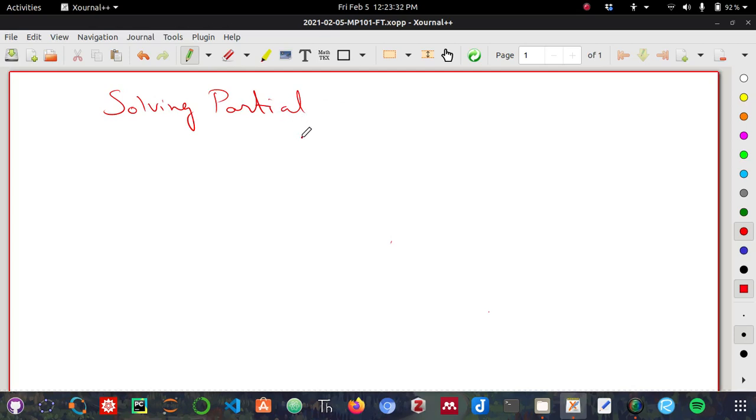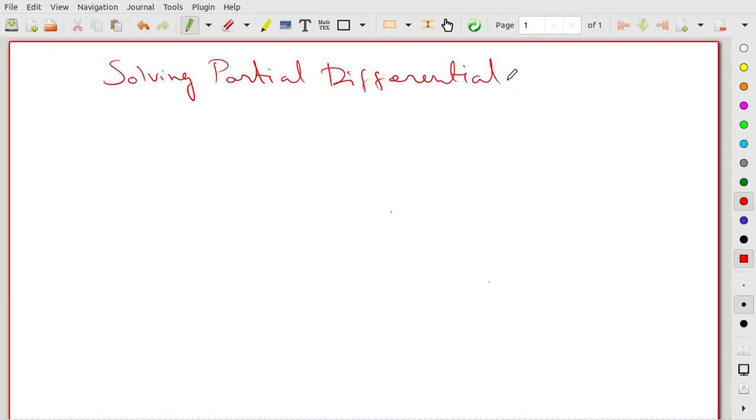So the next thing I have to discuss is solving partial differential equations using Fourier transform. Here we come back to Fourier transform. We can solve partial differential equations using Fourier transform. We already discussed this in the properties as well as in working out the problems.